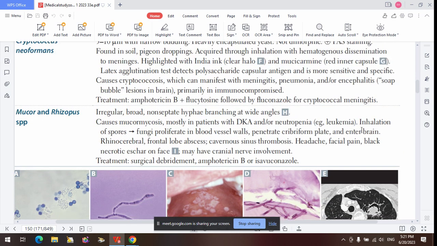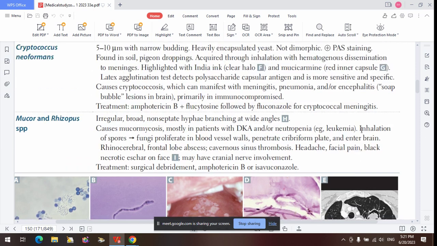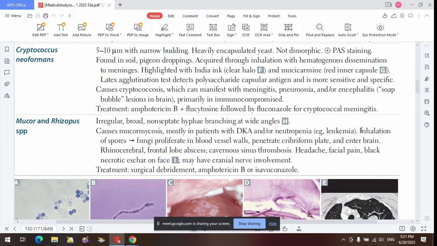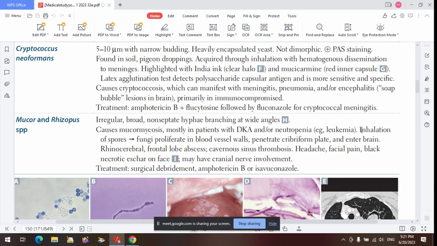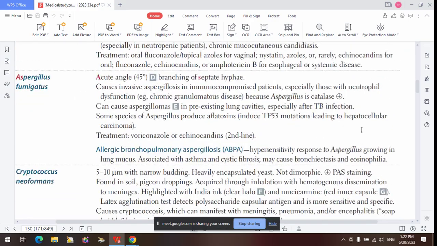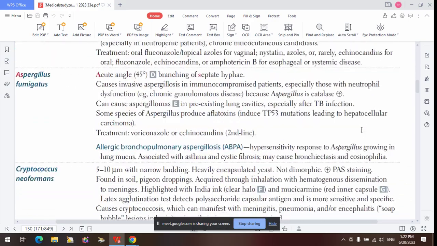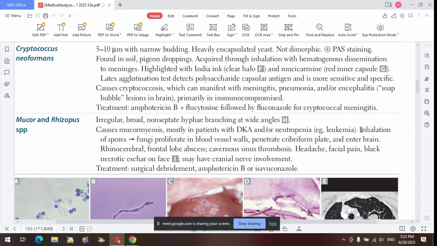Okay. All right. The last one for the opportunistic fungal infections is mucor and rhizopus. All these guys occur in people that are immunosuppressed. That's why we are calling them opportunistic. There has to be some immunosuppression before they can thrive.